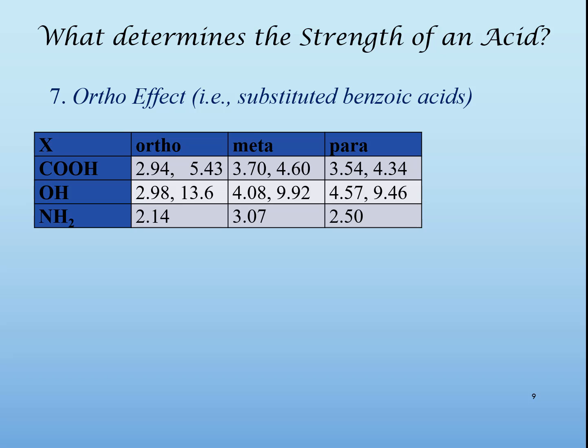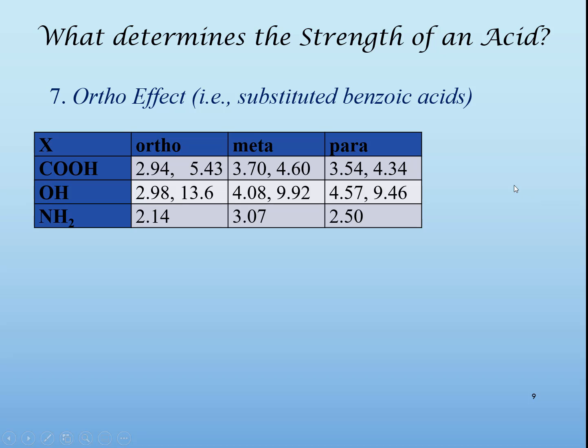The next effect we're going to look at is the ortho effect. In this case, we look at substituted benzoic acid. Benzoic acid itself has a pKa value of 4.2. If you look at phthalic acid, we see a significant increase in acidity, with the pKa going to 2.94. We see a similar effect for salicylic acid and anthranilic acid.